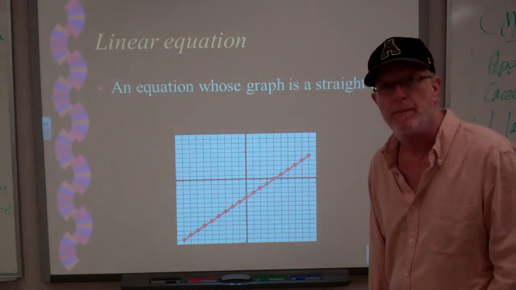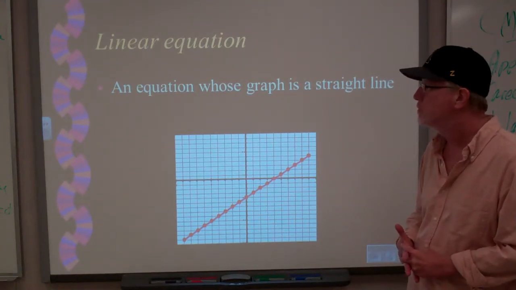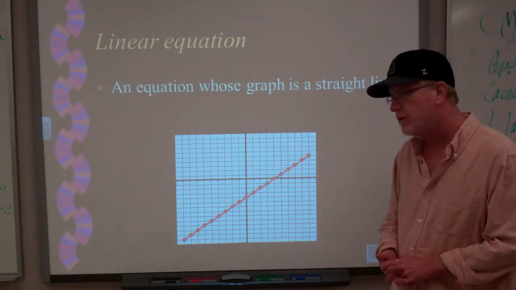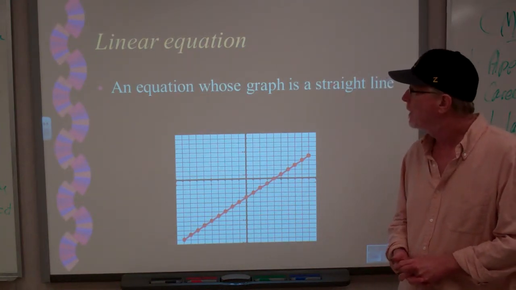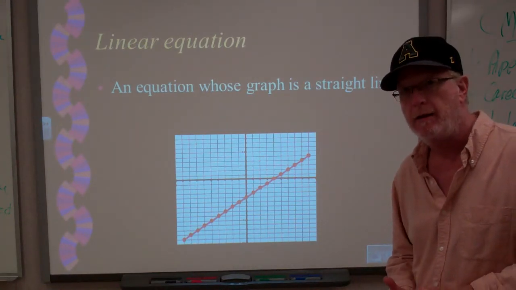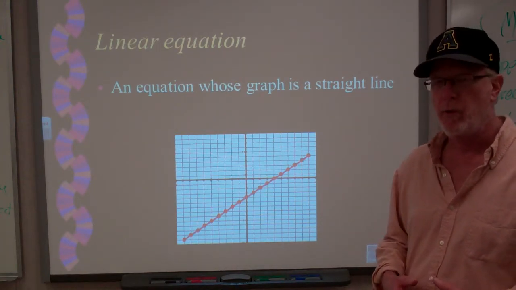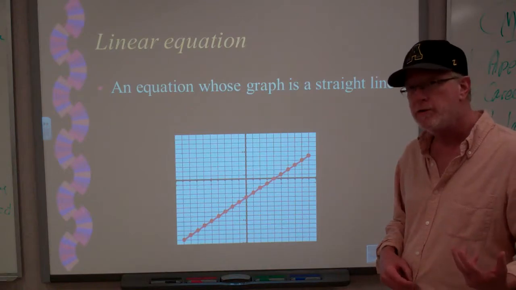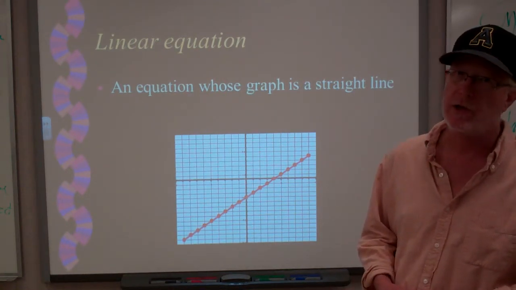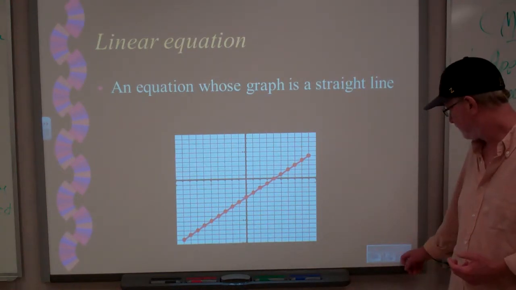So the first definition up, linear equation, that's what this topic is on. It's an equation whose graph is a straight line. And as you can see by this picture, this line is a straight line, and we can describe it using a number of different linear equation formats. And as you already know, we've seen the standard form, the point-slope form, the slope-intercept form. And so we're working with these different versions of a linear equation in class this week and next week.